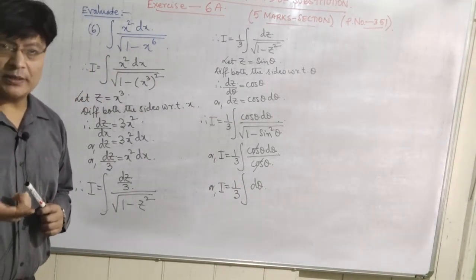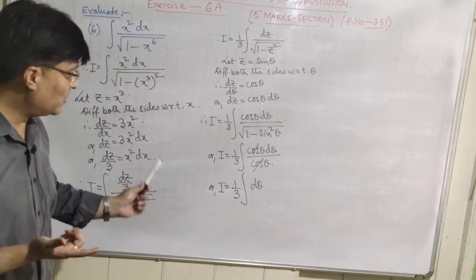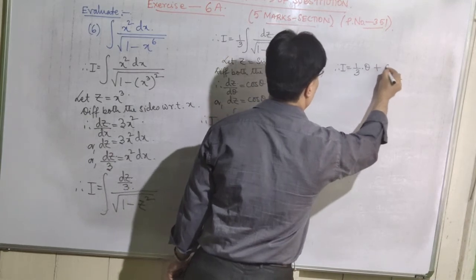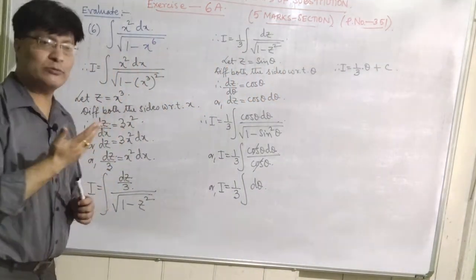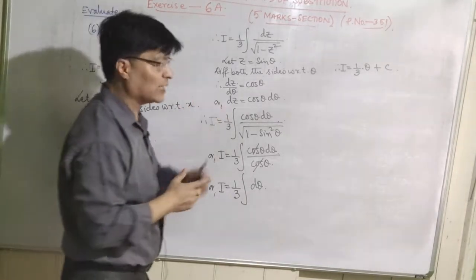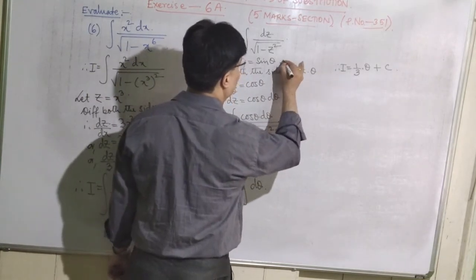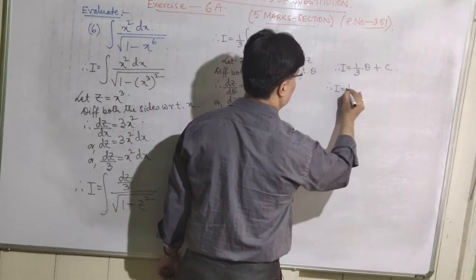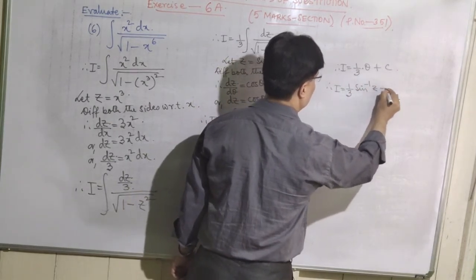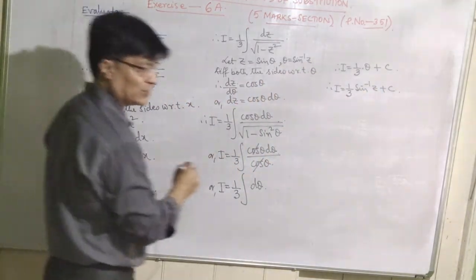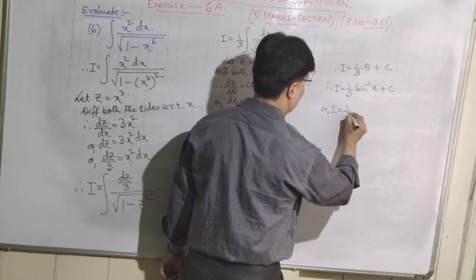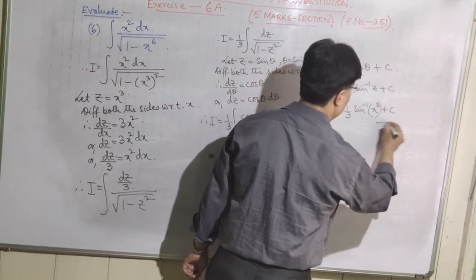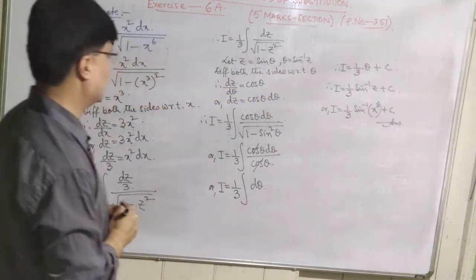Now what is integration of d theta? If it is integration of dx, you will write x. If it is integration of d theta, you will write theta. So therefore I is equal to 1/3 into theta plus c. But you should write down the answer in terms of x. So what is the value for theta now? If there is only theta, you can put it in terms of inverse circular function. So theta is equal to sine inverse z. Therefore I is equal to 1/3 sine inverse z plus c. Now what was the value for z? Z is x cube, so I is equal to 1/3 sine inverse x cube plus c. So this is the final answer.